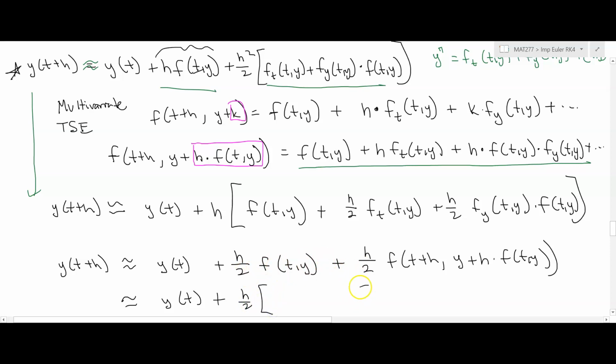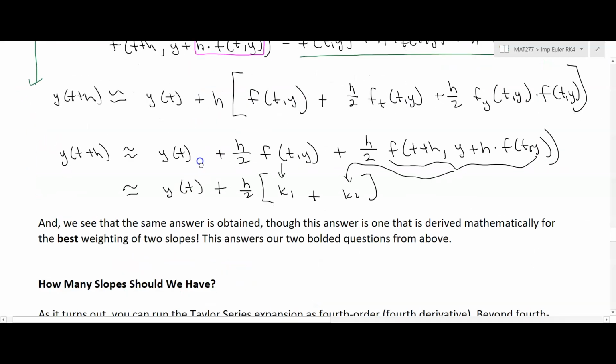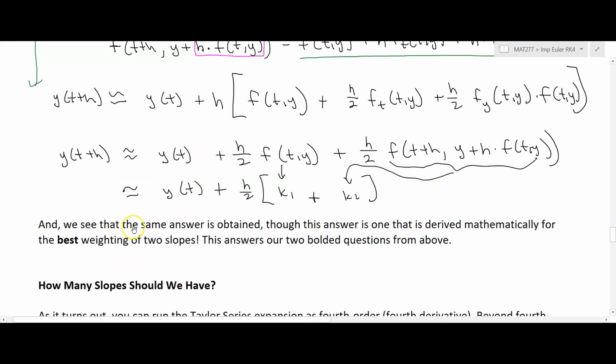what I have left inside of here is, notice that this is just k1. That's what we've called k1, and this piece here is what we've called k2. And now you can see that what we have as the second order Taylor series expansion, the same answer is obtained, though this answer is one that is derived mathematically for the best weighting of the two slopes. This answers our two bolded questions from above.